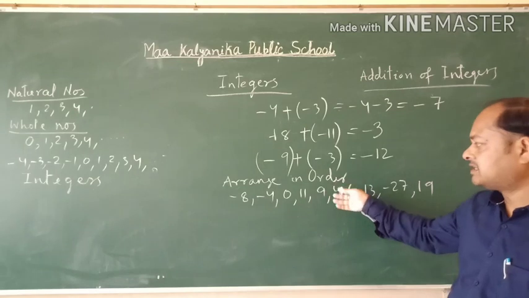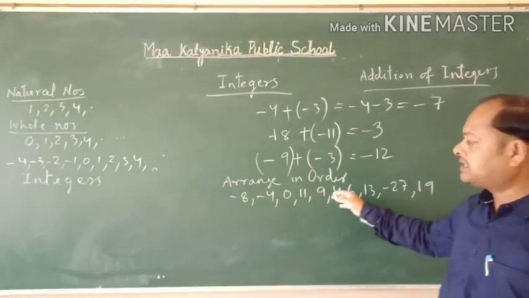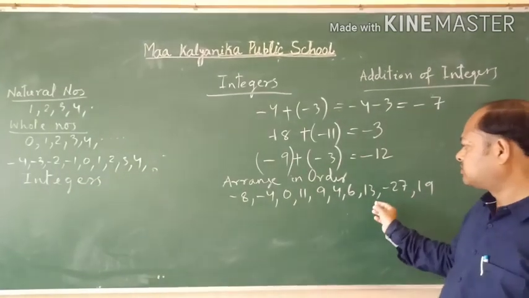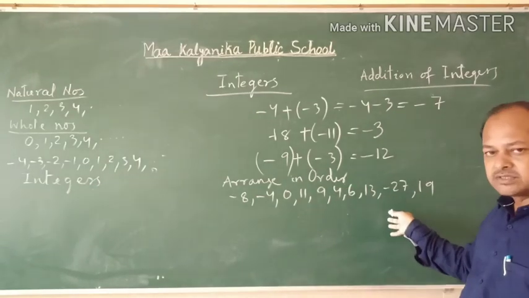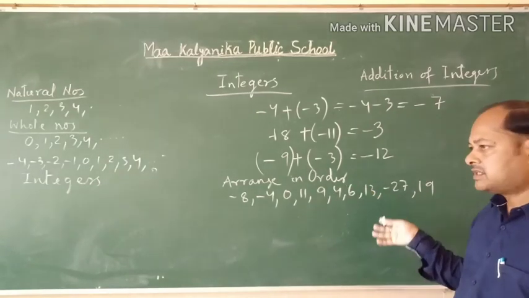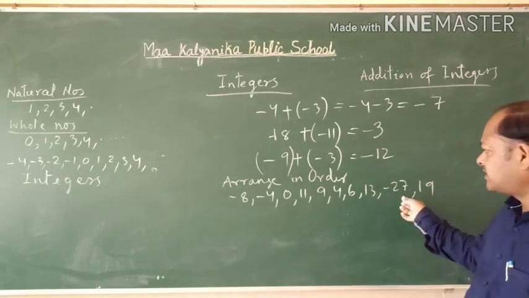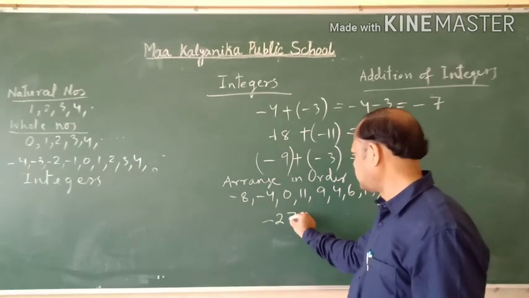Order means ascending order or descending order. The question says arrange the following integers in ascending order. Ascending order means smallest to largest. In this question we see that some negative numbers are there, and also positive numbers, and 0 is there. So first let's start with the negative numbers. Which value is the smallest here? The value of minus 27 is the smallest.